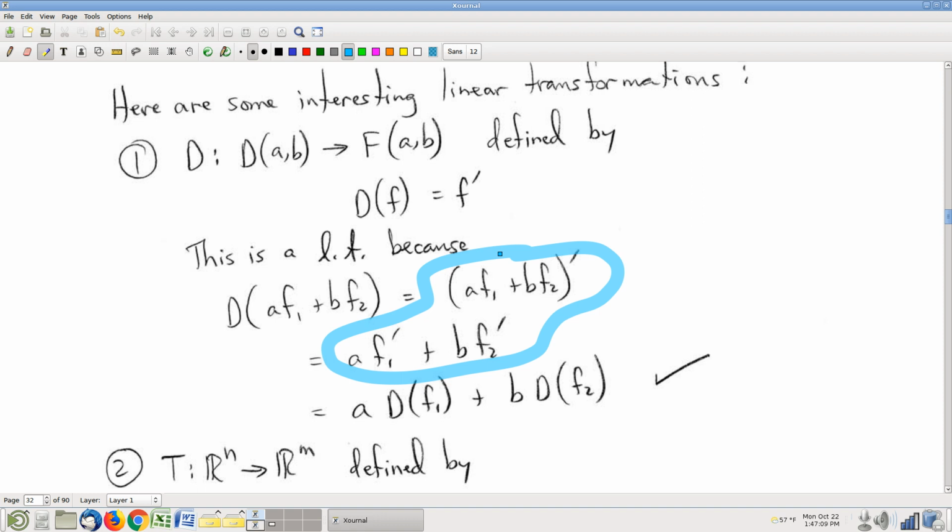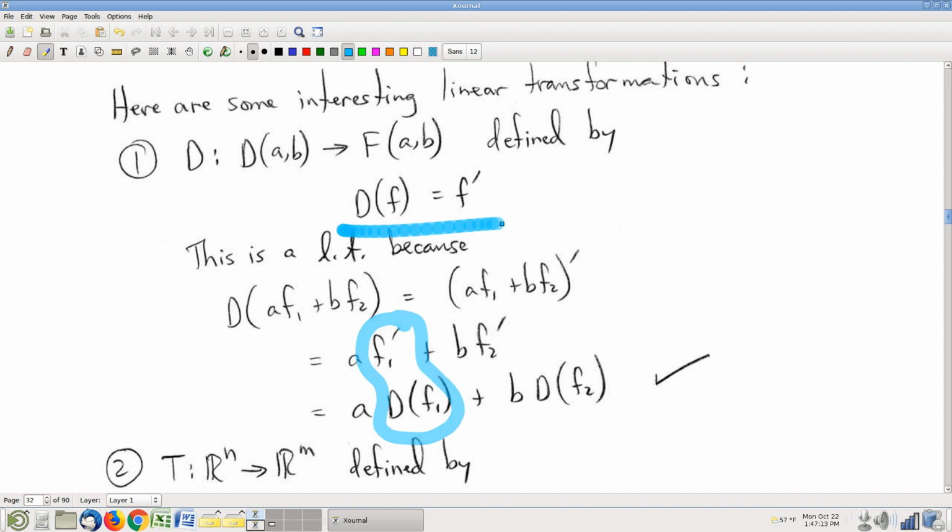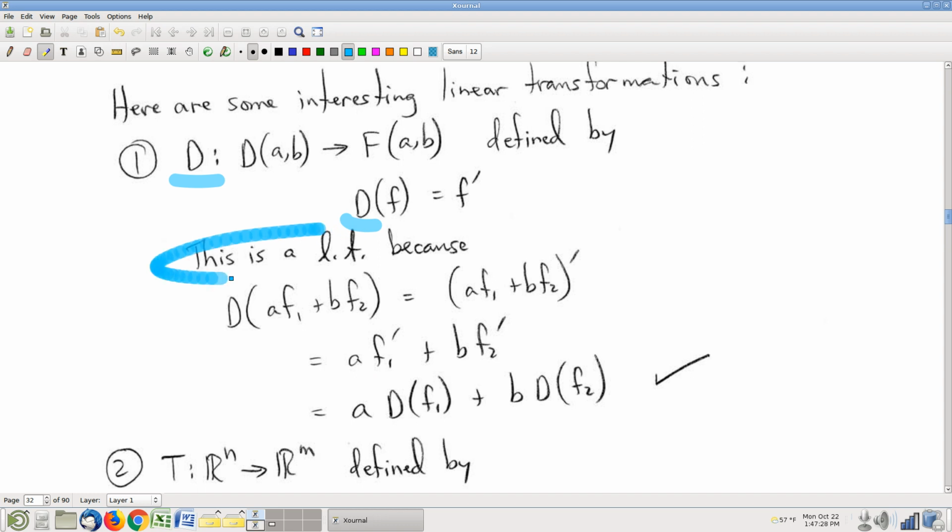And then recall that is the definition of D of F1, and that is D of F2. And so as required, we see that this D is a linear transformation. Is everybody on board with this? Any questions about that? It's a little bit counterintuitive.